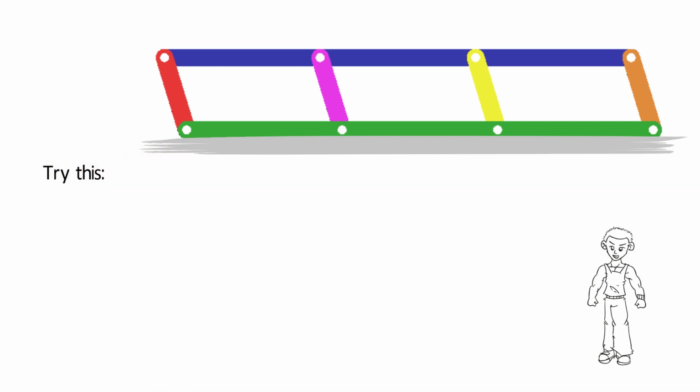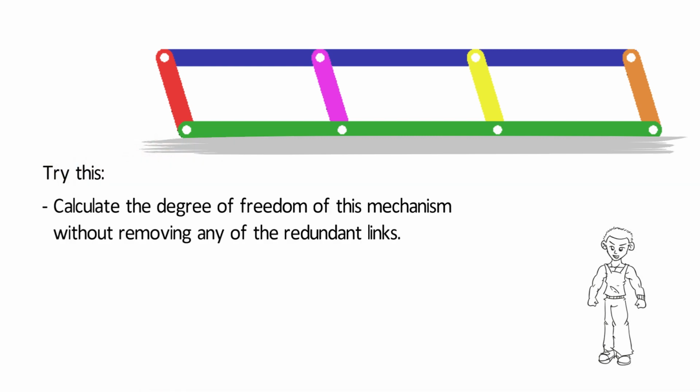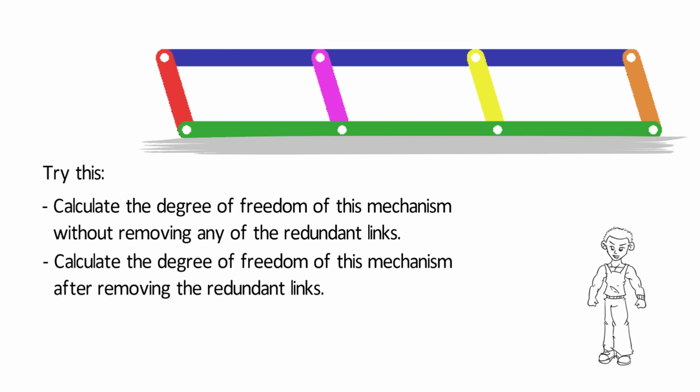Now try this. Calculate the degree of freedom of this mechanism without removing any of the redundant links. After that, calculate the degree of freedom of this mechanism after removing the redundant links, and hence, verify that it is equal to 1, which is the actual degree of freedom of this mechanism.